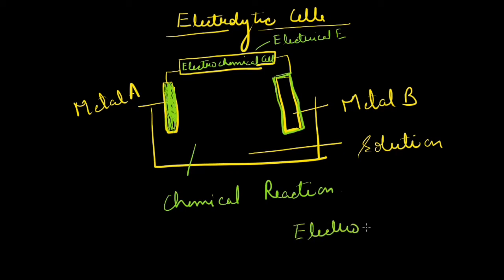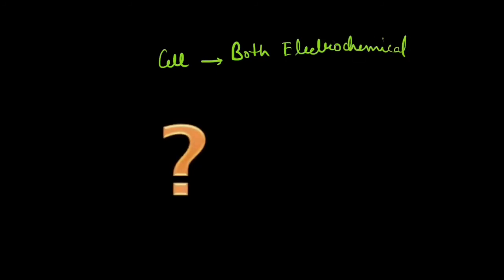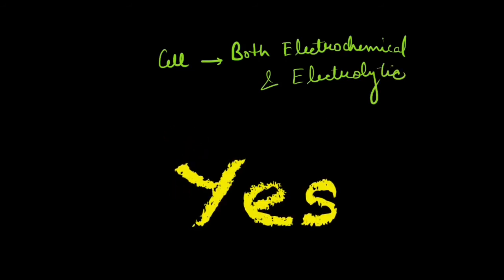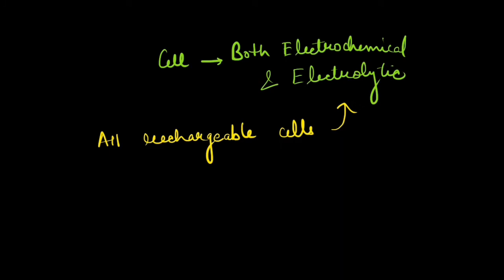So this was all about electrochemical and electrolytic cells. But are there any such cells which are both electrochemical as well as electrolytic? Meaning, they are capable of converting chemical energy to electrical energy and vice versa, electrical energy to chemical energy. The answer is yes. But what do such cells look like? You all know about these cells. All your rechargeable cells are both electrochemical as well as electrolytic. There are two phases of these rechargeable cells. One is charging and the other is discharging.